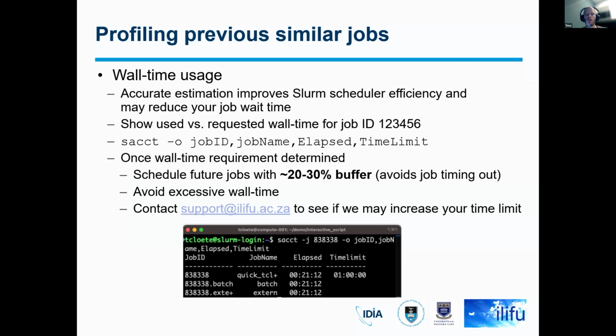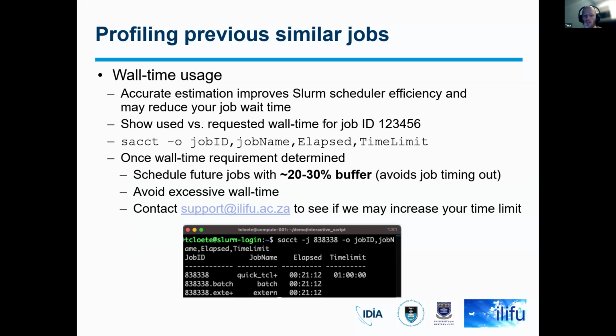So in general, what we recommend here is to use a bit of a higher buffer than for the memory. For example, 20 to 30%. This will just avoid the job timing out, because if the job runs longer than the time limit, then Slurm will terminate the job.